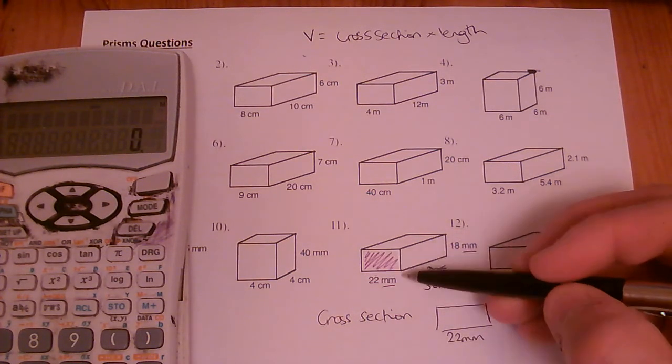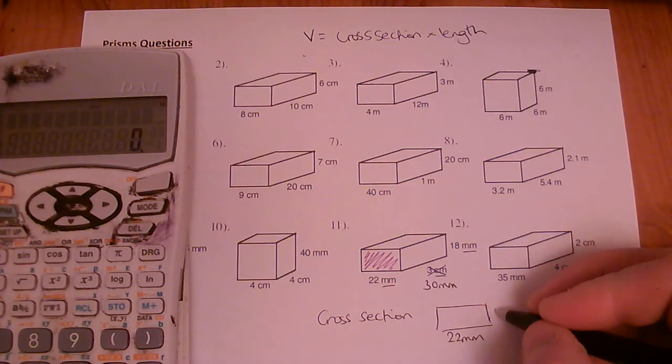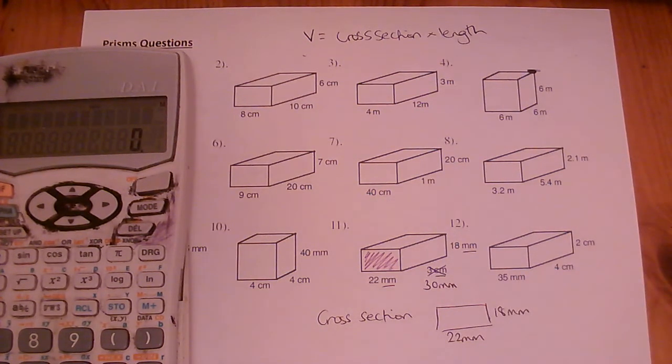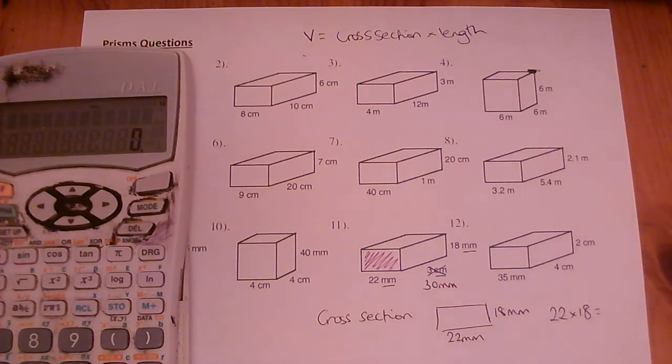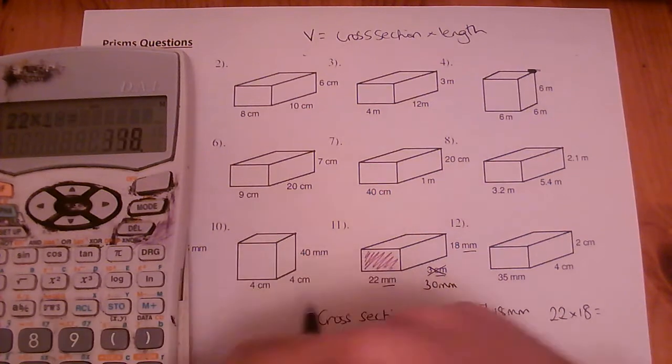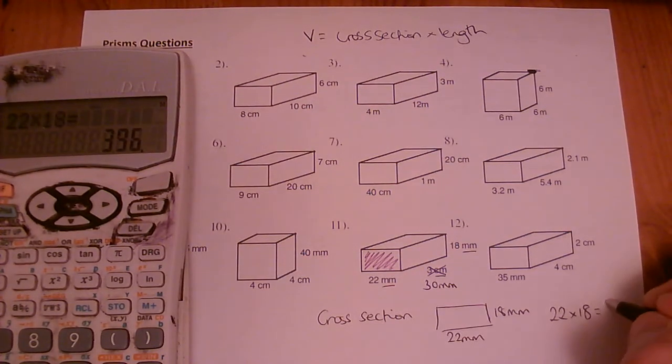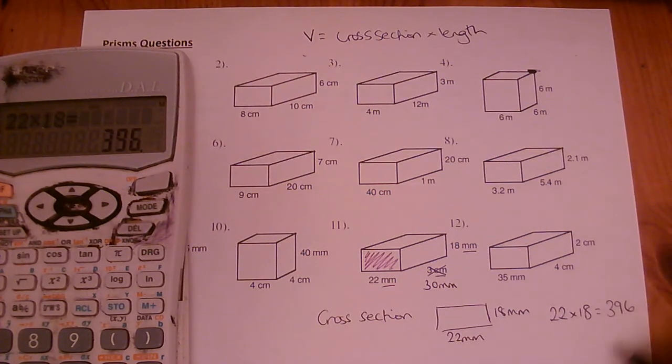Now this is a cuboid, so all my heights are the same. So that's going to be 18 millimetres there, which means I'm doing 22 times 18. I chuck that into my calculator. 22 times 18, and I get 396. Remember, if that's a decimal, we don't round it yet.